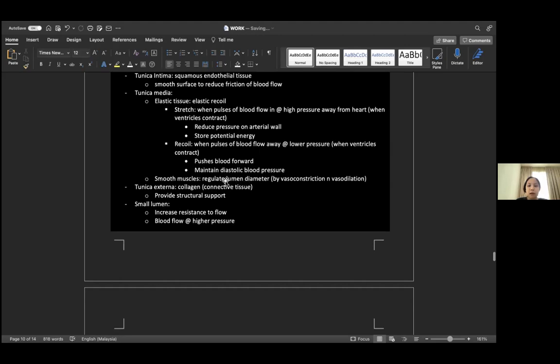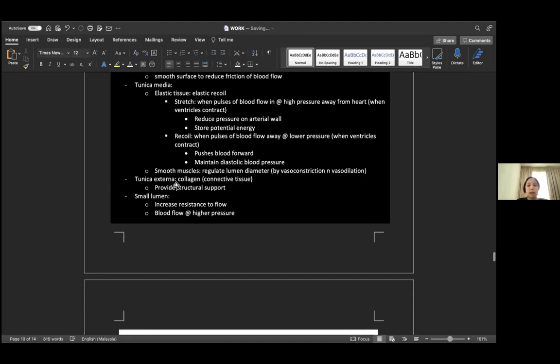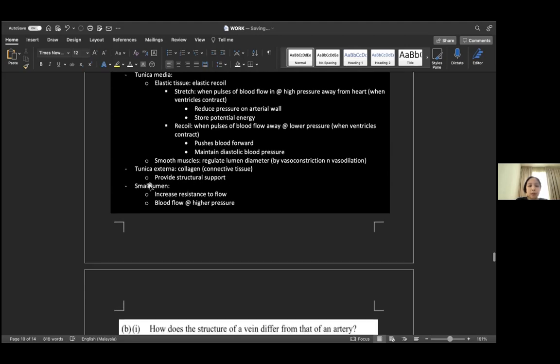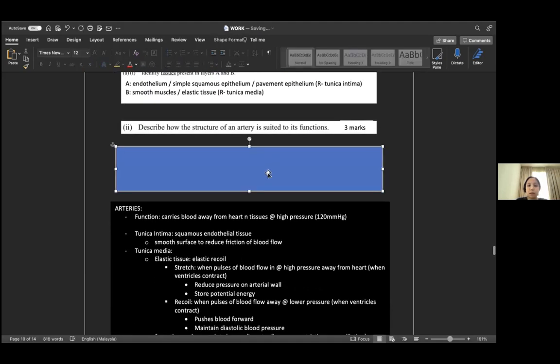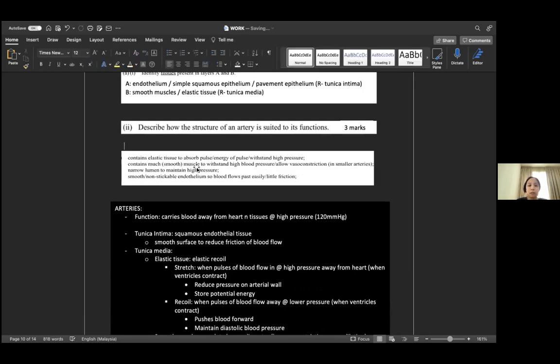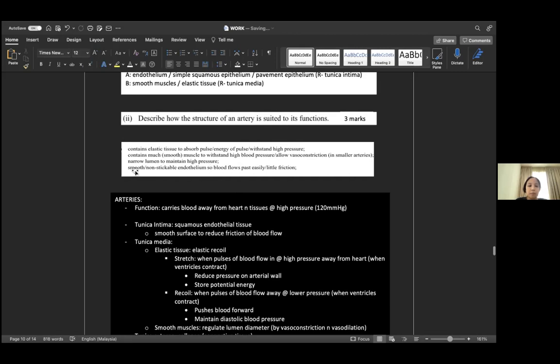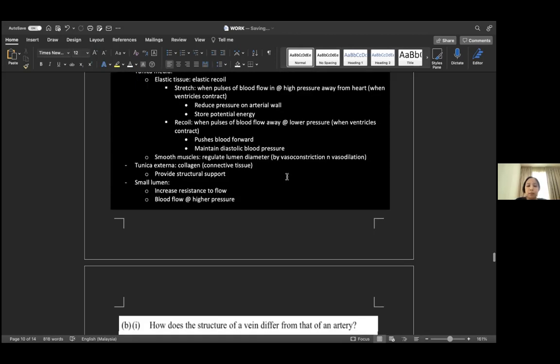Smooth muscles regulate lumen diameter by vasoconstriction and vasodilation. Tunica externa is the outer coat, which is formed from collagen tissues and provides structural support. Small lumen increases resistance of blood flow to increase the pressure of blood. So how is the structure of artery suited for its function? It contains elastic tissue to absorb the energy of pulses and withstand high pressure. It contains much smooth muscle to withstand high blood pressure and allow vasoconstriction in small arteries. Narrow lumen to maintain high pressure. Smooth non-stick endothelium so blood can flow through easily with little friction.